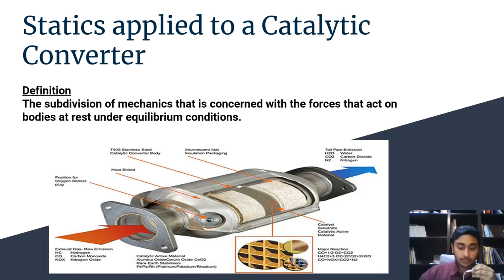Now, the main parts of a catalytic converter consist of a catalyst substrate, which is usually made of ceramic, and this ceramic is coated with the catalysts. These are platinum, palladium, and rhodium, also known as noble metals.